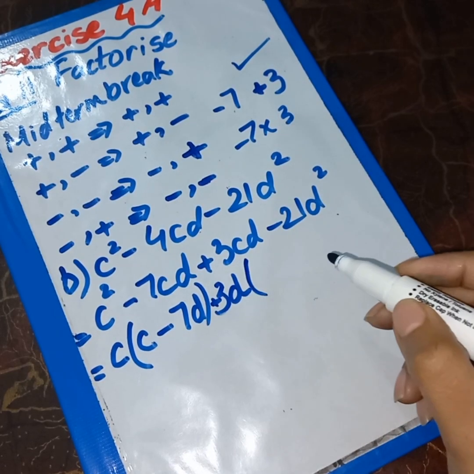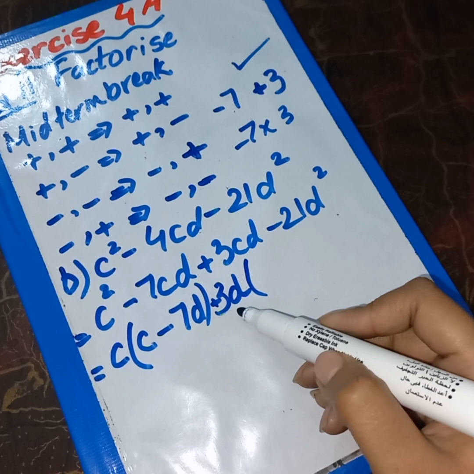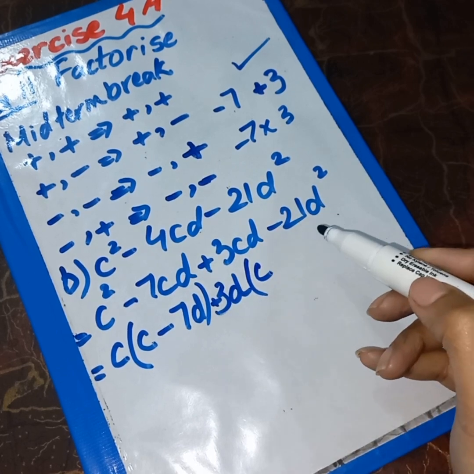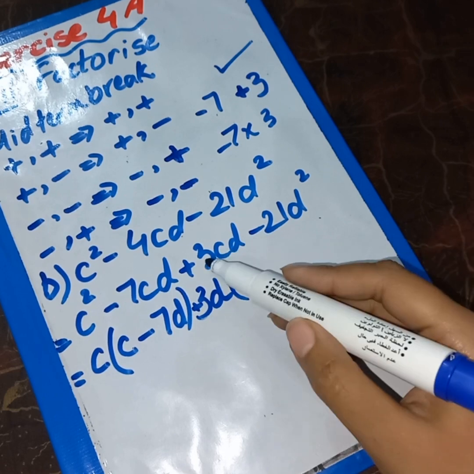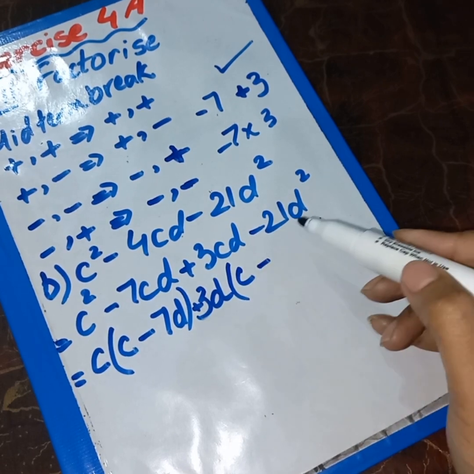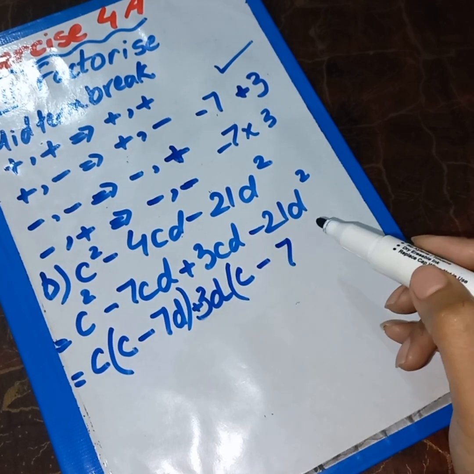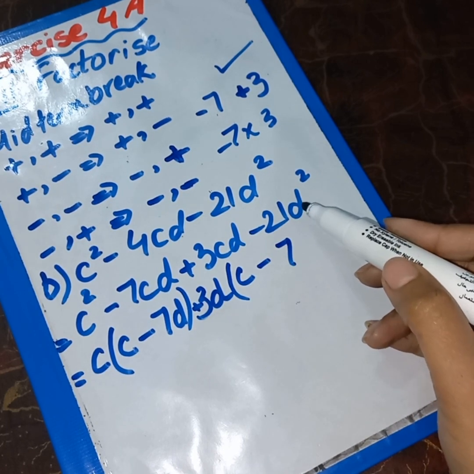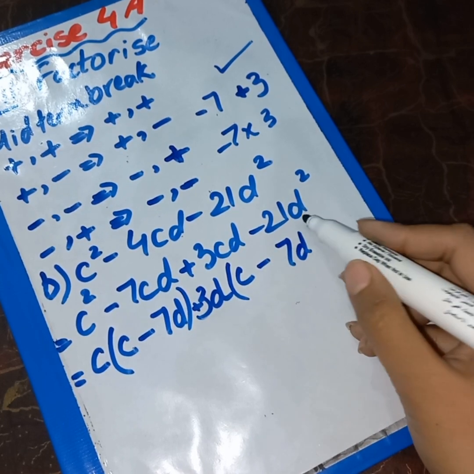So now let's see what will come inside. Among this 3cd, 3d is already outside. You can just write c inside to make it the same. Then plus 3d you have put outside, so there is no need to change the sign. Minus will come down as it is. Now 3 sevens are 21, and d square you need, but from that d square, 1d is already outside, so put 1d inside.